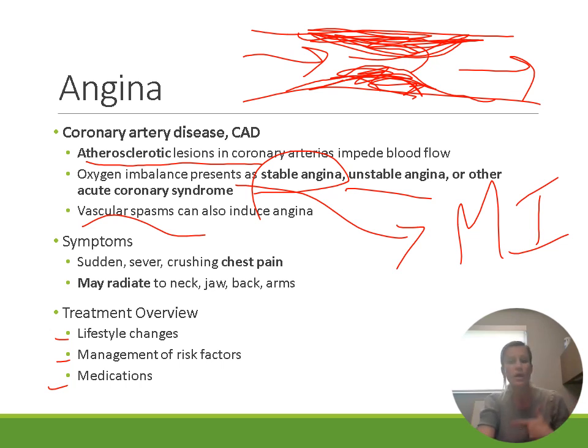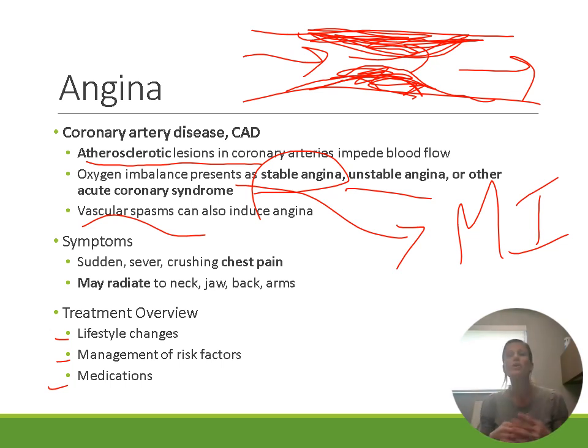We also have to look at what else is going on in that patient's life, in other disease processes, and manage those risk factors. Other risk factors for coronary artery disease and angina include uncontrolled hypertension, uncontrolled diabetes, and dyslipidemia. So we've got to get their blood pressure under control, make sure their blood sugar is where it needs to be, and get their cholesterol and triglycerides down where they need to be.